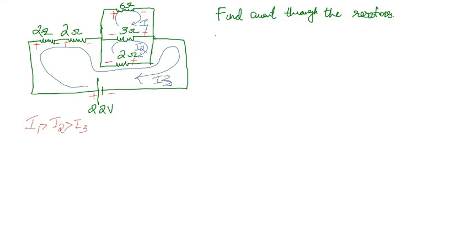Mesh analysis is based on KVL. So we can try to write the mesh analysis KVL equation. KVL states that the sum of all voltage drops across a closed loop is equal to 0, sigma V equal to 0. So I can write the mesh equation for the first mesh, mesh 1.